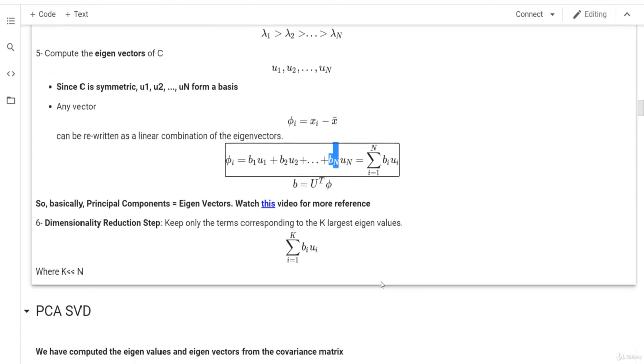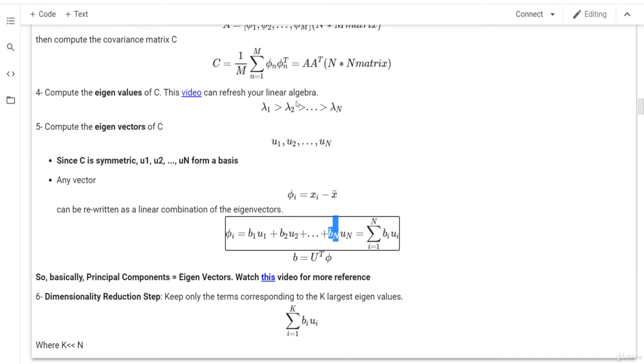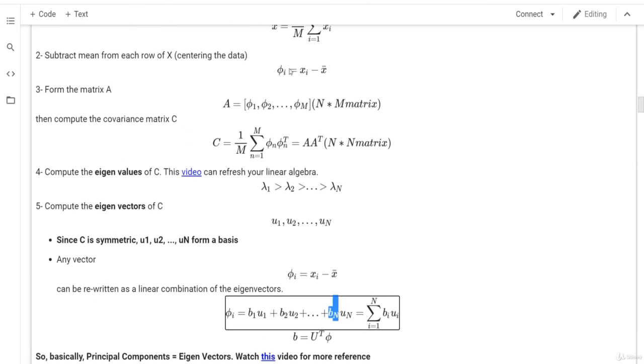Now for the dimensionality reduction step, we will keep only the terms corresponding to the k largest eigenvalues. Again, we compute the eigenvalues from the covariance matrix, which comes from subtracting the mean from each row. They will be values like 0.1, 0.2, 3, 4, whatever. We sort them in descending order, so the first one will be the largest eigenvalue and we get the corresponding eigenvector, and so on and so forth.